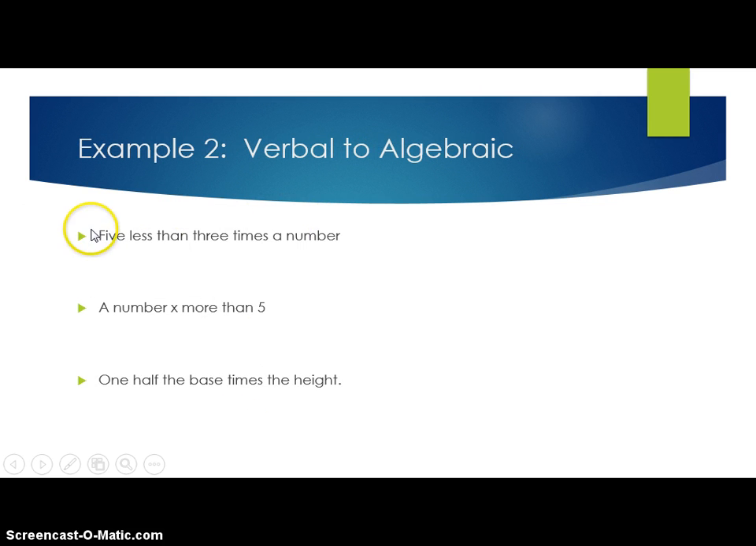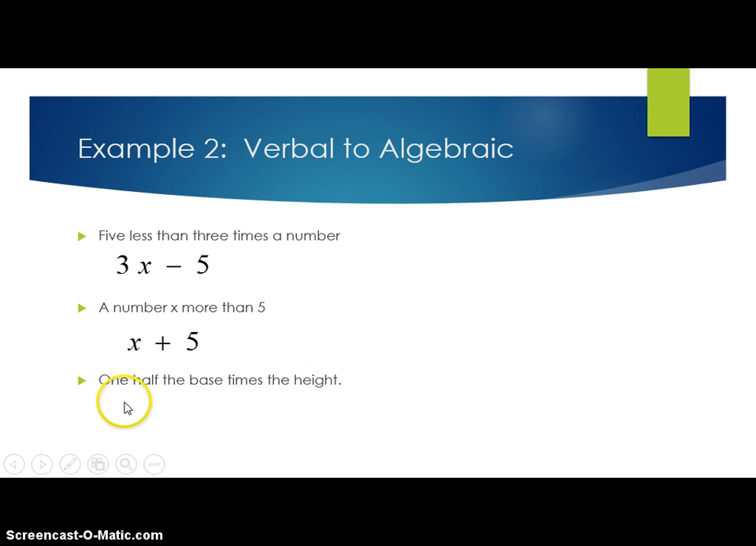Now, we're starting out right away with a less than. So it's 5 less than 3 times a number. We just talked about that less than kind of happening second. So we're actually subtracting 5 from whatever comes next. So 3 times a number, that's 3x, or 3n, whatever letter you want to use, minus 5. And then a number x more than 5. More than means addition, so x plus 5.